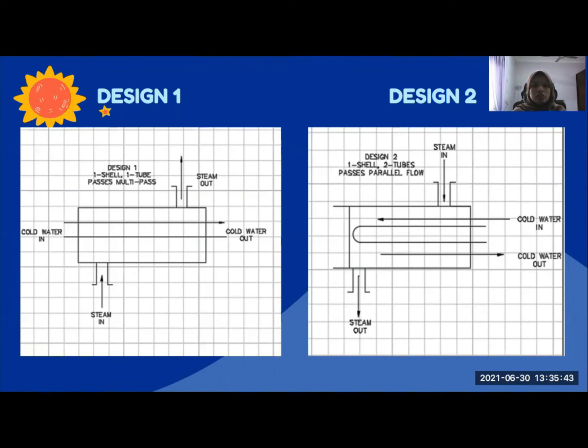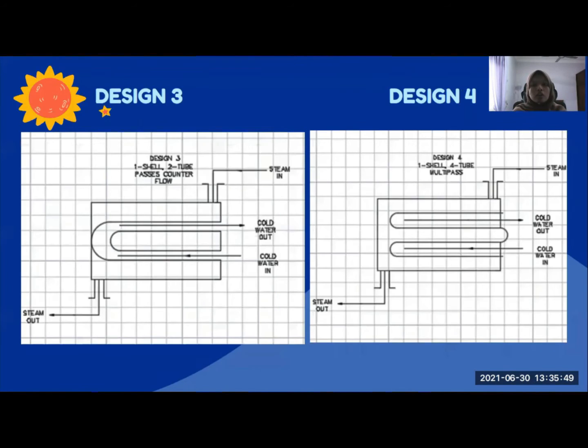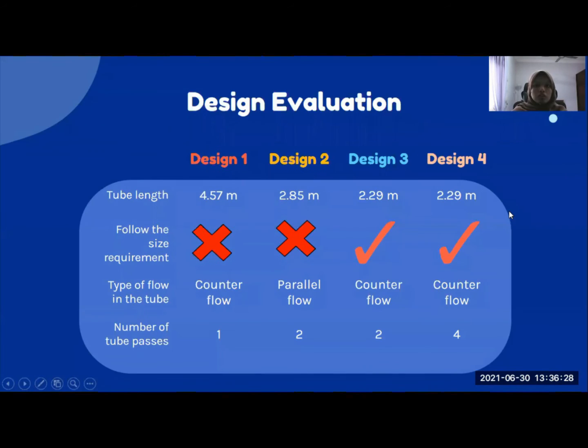So these 2 designs were not accepted because from the calculation we found out that the length of tube is more than required. So we went to design 3 and 4, where the third design is one shell, two tube passes counterflow. It's quite similar to the second design, except that the flow here is counterflow, while the second design uses parallel flow. From this we have modified the design into design 4, where we use one shell, 4 tube multi-pass. So the cold water will pass through the tube 4 times. From here, 1, and then going 2, 3, and then 4.